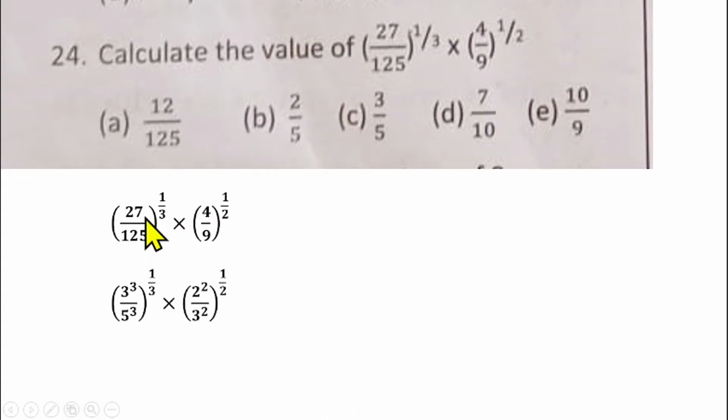But if you don't understand that, you can express 27 in index form, that gives us 3 raised to power 3. Express 125 in index form, that gives us 5 raised to power 3. Express 4 in index form, 2 raised to power 2.